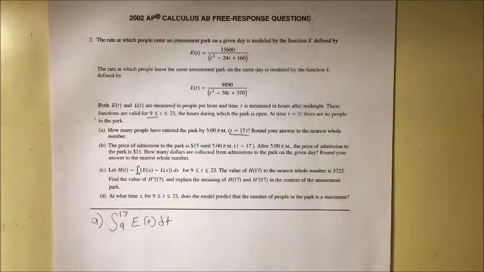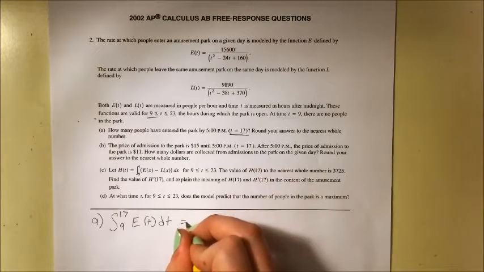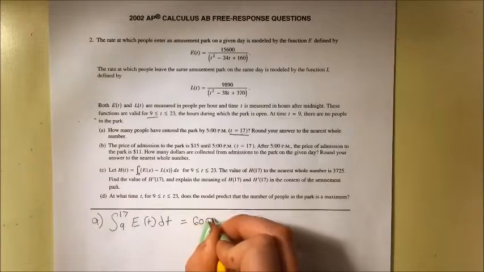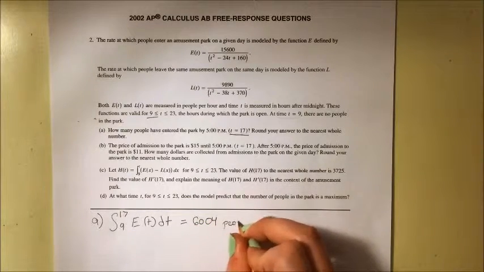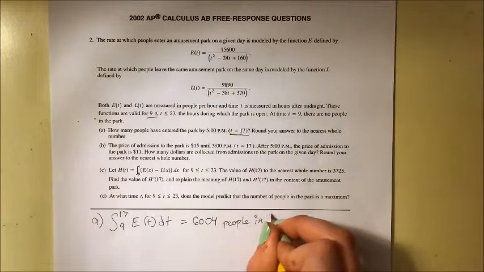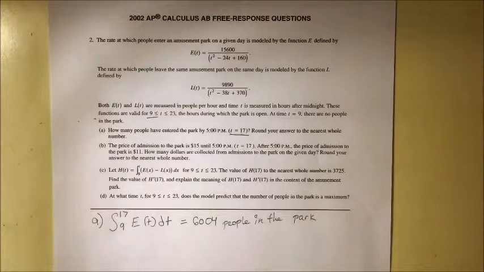6004.27. However, the problem asks you to round to the nearest whole number since it's people and you can't have 0.27 of a person. So we will write the answer as 6004 and then include our units, which is people in the park. And that will give you your third and final point for part A, and you're now ready to move on to part B.